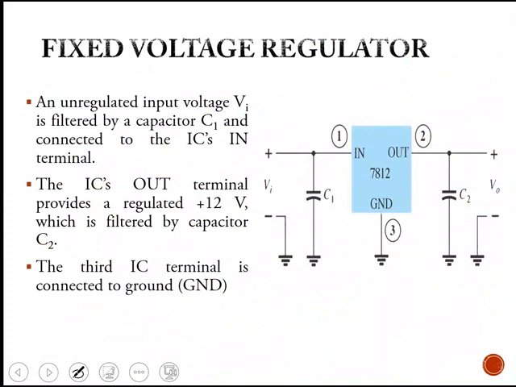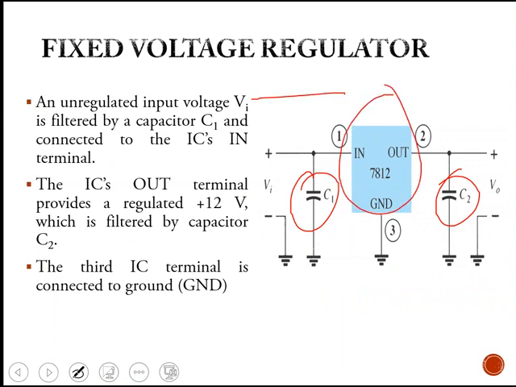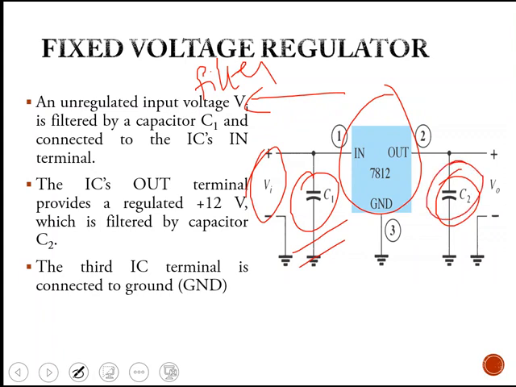So you can see two capacitors over here, which are C1 and C2. They are especially used for filtering. Say suppose this particular IC is located far away from your filter circuit, from where you are getting this Vi. So in order to remove the ripples, we include C1, and likewise we use the C2 capacitor in order to remove the ripples from the load side.